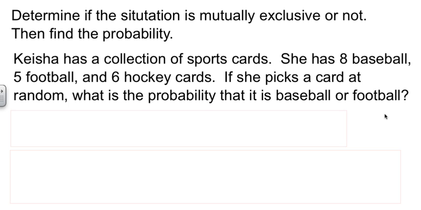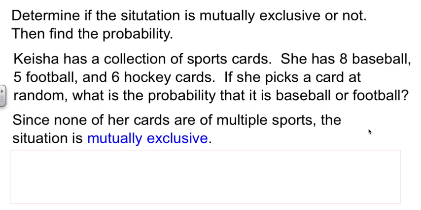So our friend Keisha has a collection of sports cards. She's got 8 baseball cards, 5 football cards, and 6 hockey. If she picks out a card at random, just reaches into the box and pulls one out, what's the probability that it's baseball or football? Well, first we need to decide if it's exclusive or inclusive. It tells us that none of the cards are for multiple sports. We don't have Bo Jackson in here. So this situation is mutually exclusive. You don't have overlap to deal with.